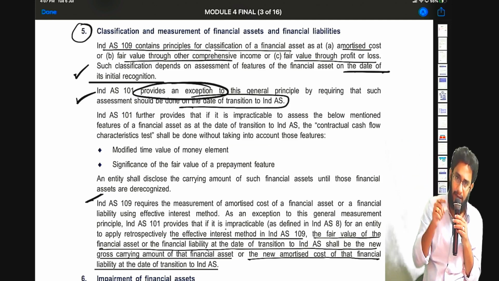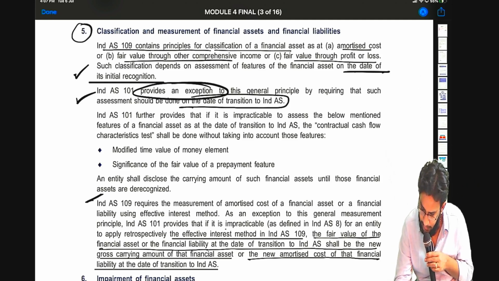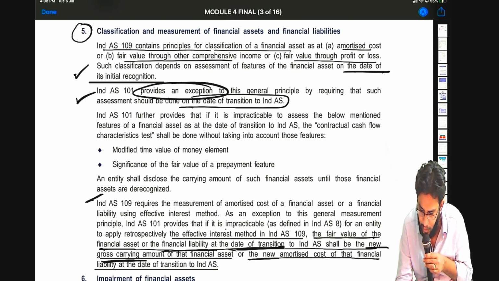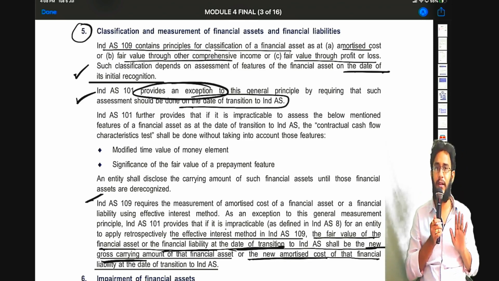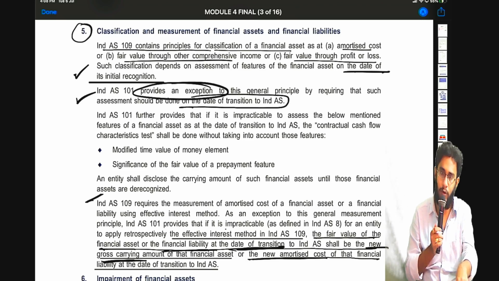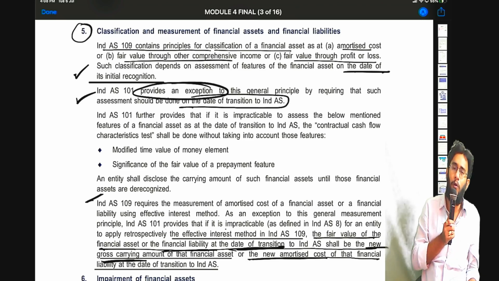But if that is impracticable for you, then the fair value of the financial asset or financial liability at the date of transition shall be the new gross carrying amount, or amortized cost method, sorry, or new amortized cost of financial liability. So what he is saying is, fair value it as on today, and that fair value only you treat it as starting point. Sir, fair value of a loan, how to do, sir?